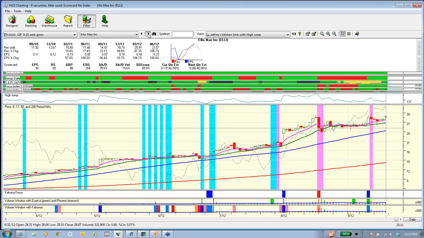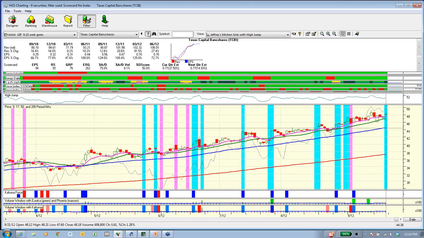Ellie Mae, this has been a sort of a tough one with a couple of deep pullbacks. Earnings per share growth going to hit a wall, it looks like. Trades at a multiple of 50. I'd be a little bit nervous on this one. However, from a pattern perspective, you've had a shallow cup with handle, and maybe running again.